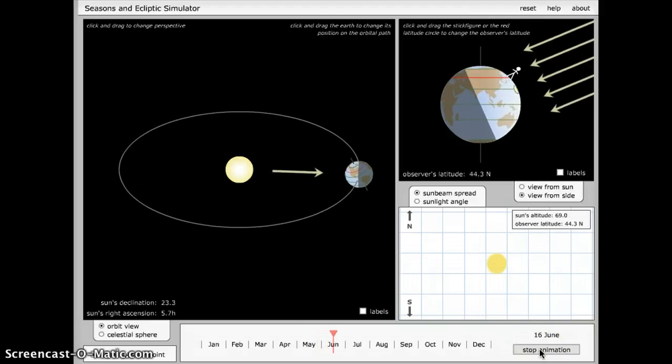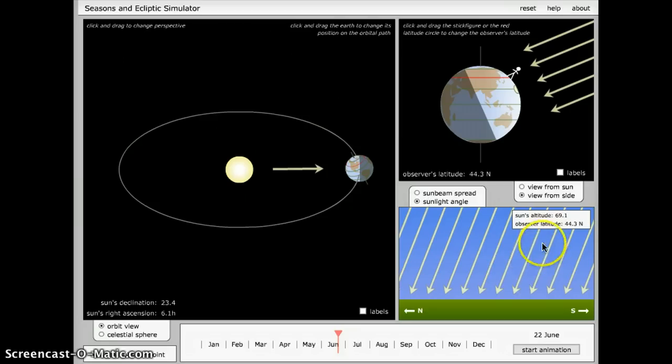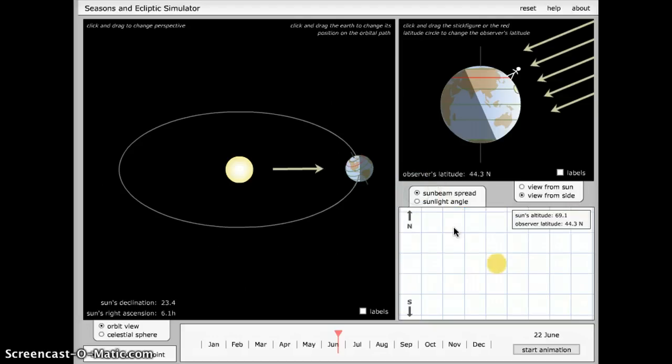And I'm going to stop it here on the summer solstice, or about around there. And now that sunlight is focused on a very small area within one of these little boxes. As before, it was spread out over about 3 boxes. So if we go to sunlight angle, the angle of the sun is nearly overhead, so it's very direct. And again, this is related to the fact that we're tilted during the summer. Here's the Earth during the summer. We're tilted more towards the sun, so we're receiving more direct sunlight. Therefore, the sunlight is more concentrated, more intense.